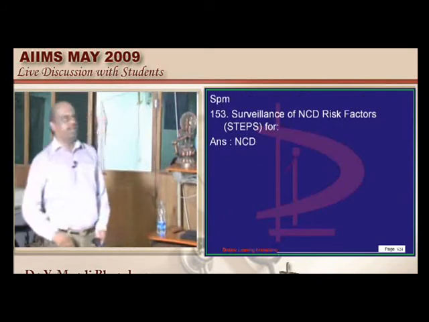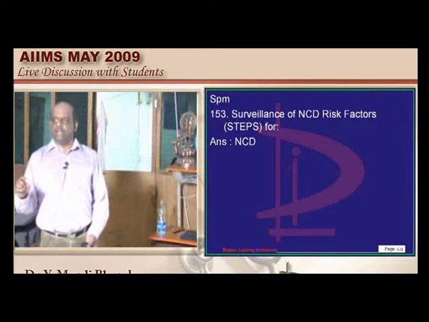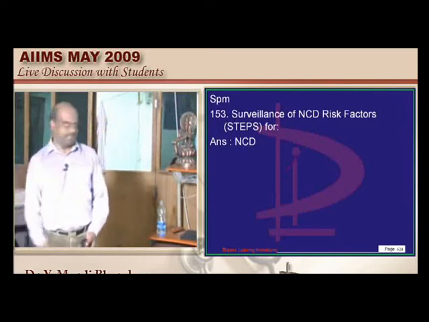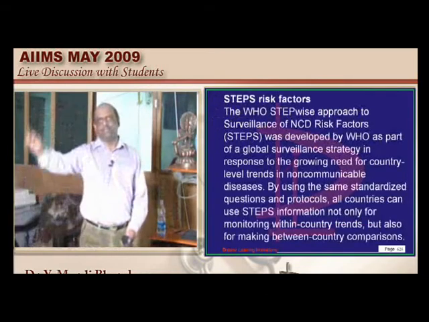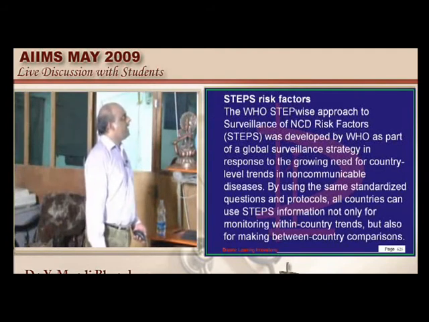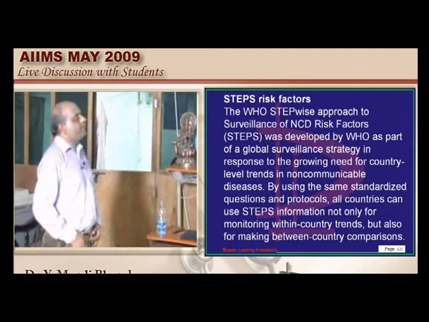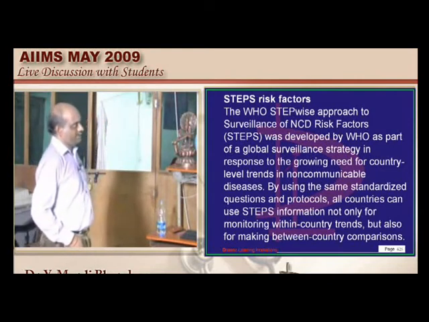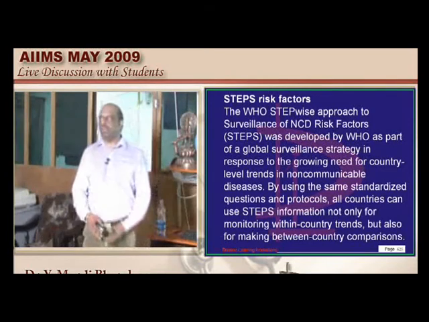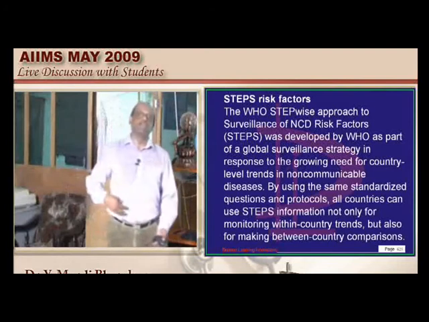Then what is surveillance for NCD, meaning non-communicable disease factors? It is also called STEPS, which was a previous question in the exam. Basically the WHO stepwise approach is for the surveillance of non-communicable disease risk factors. Can you give me one example of a non-communicable risk factor?